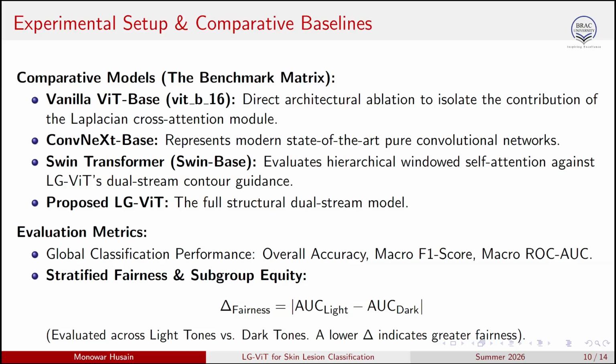Our experimental matrix compares LGViT against vanilla ViT-base, ConvNeXt-base, and Swin-base. Beyond standard global metrics, accuracy and micro AUC, our most critical metric is stratified fairness. We evaluate this by calculating the absolute difference in AUC between light tones and dark tones, where a lower delta indicates greater demographic equity.